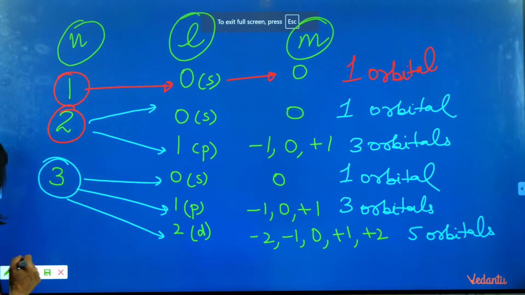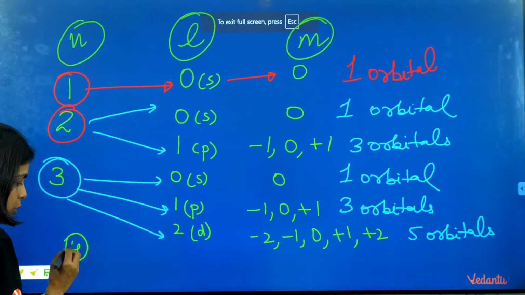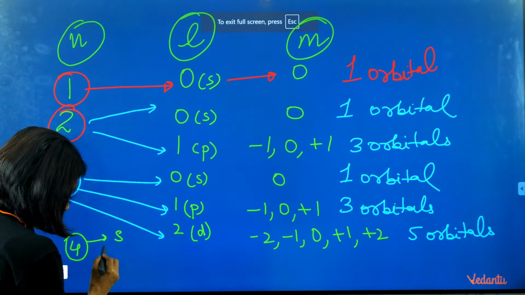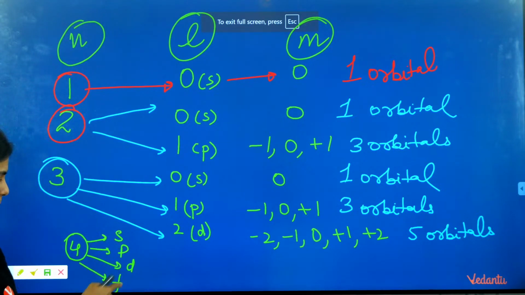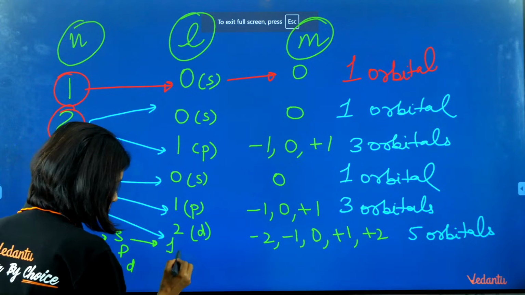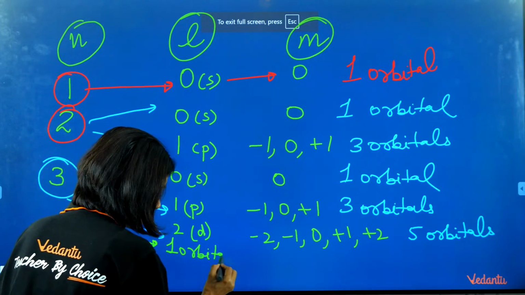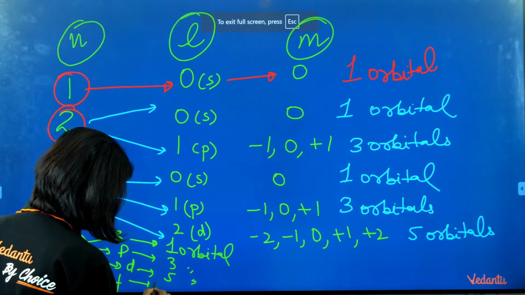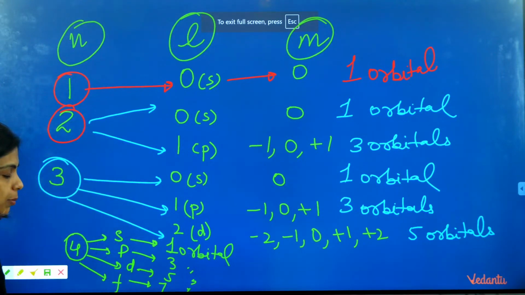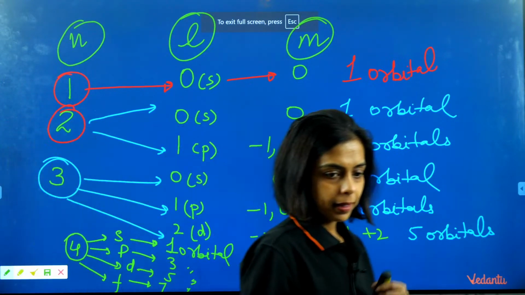Similarly, for the fourth shell, it will have 4s, 4p, 4d, 4f. SPDF, because 0, 1, 2, 3. In S you will have one orbital because you will get just one value for M. In P you have 3 orbitals. In D you have 5 orbitals. In F you have 7 orbitals because there are 7 possible values for M.